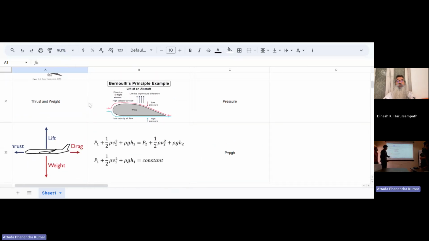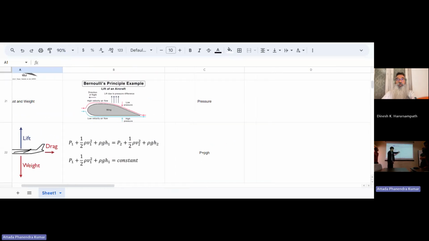So, the best way to relate that to stress would be pressure, right? Because pressure is force over area as well. So, in this example, we're using pressure. You can also relate pressure here as well.